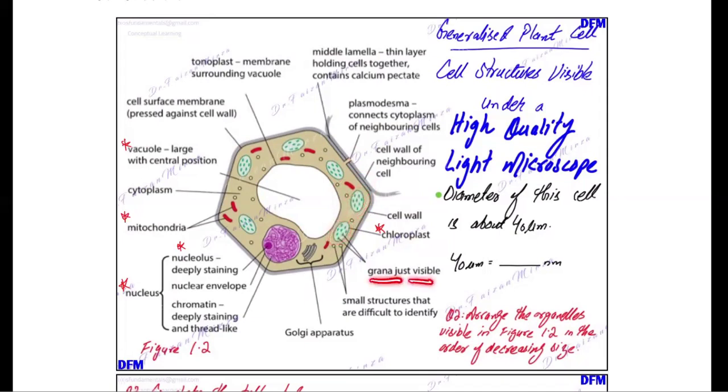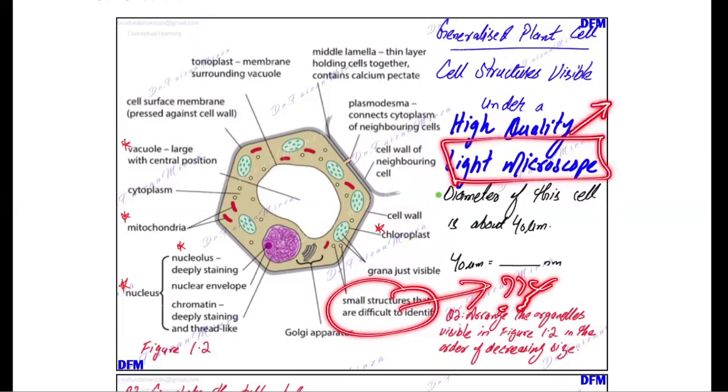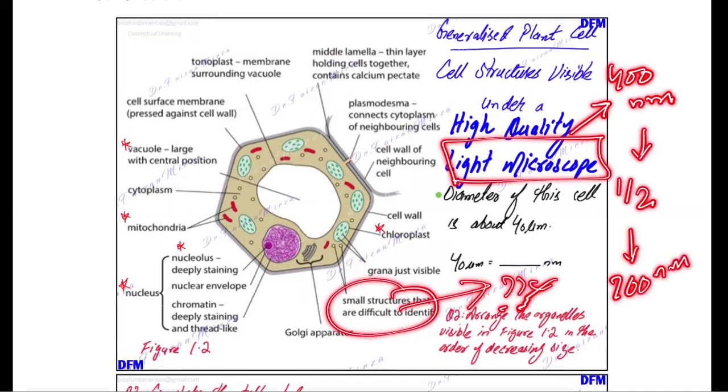And there's grana, which is just visible. This grana is the region where you have the photosynthetic pigments located inside the chloroplast. And then again, you have small structures which are difficult to identify. If I ask you why you cannot view these, it's because these structures are smaller than 200 nanometers. Since you are using a light microscope, which uses 400 nanometers as the shortest visible wavelength, and the limit of resolution is half of that wavelength, half of that is 200 nanometers. So anything smaller than 200 nanometers will not be visible using the 400 nanometer light, which is the shortest visible light in the light microscope.